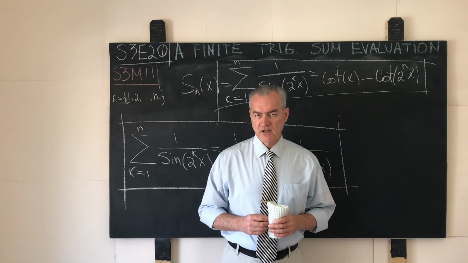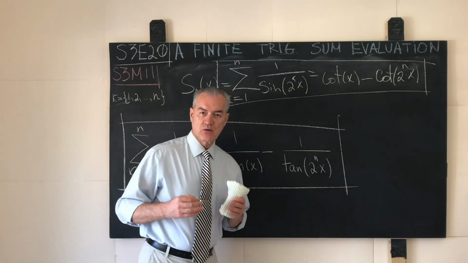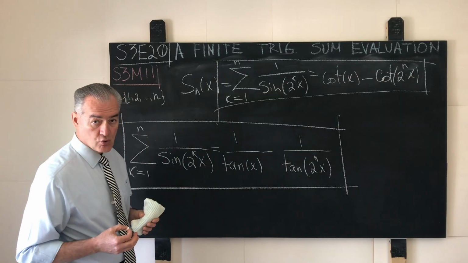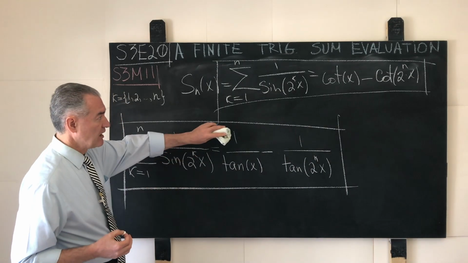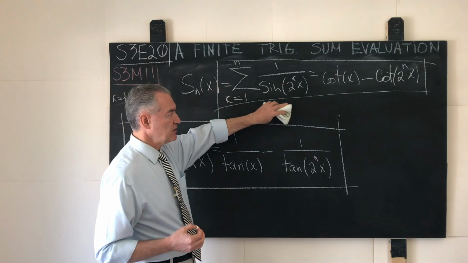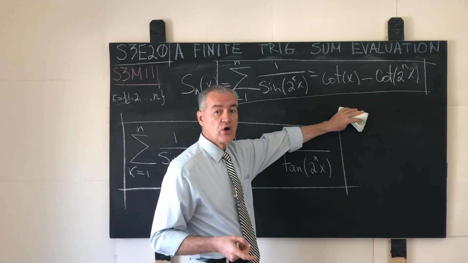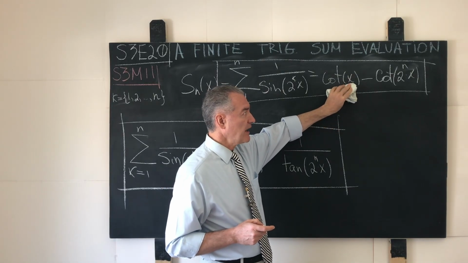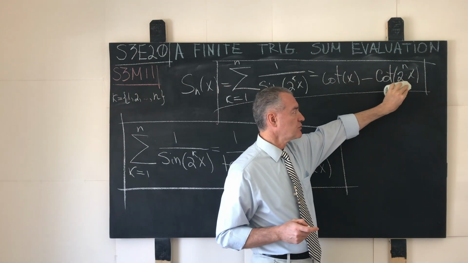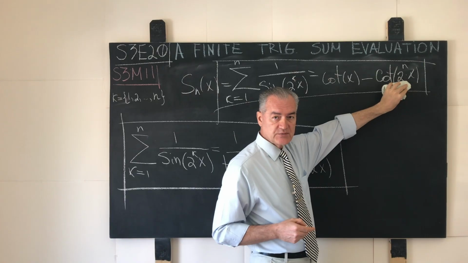Now that we showed that the value of the constant of integration c is 0, we solved the problem completely, and we now know, or we can claim, that an alternative expression for the given finite trigonometric sum can be the following: the difference between the values of the trigonometric function of cotangent evaluated at the argument of x and evaluated at the argument 2 raised to the power of n times x.